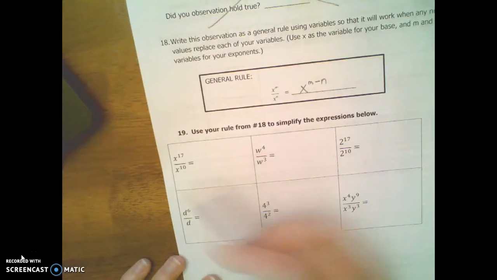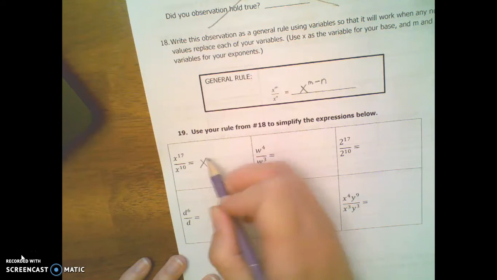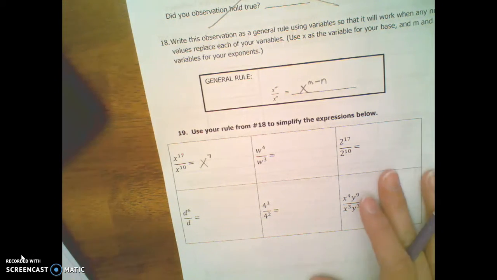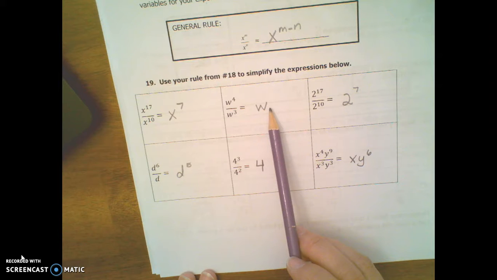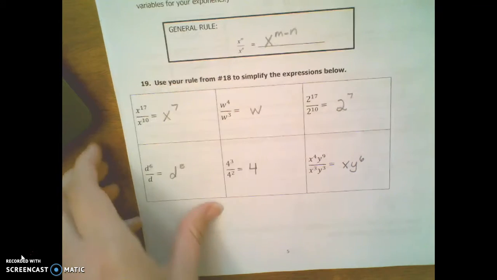So let's do the first one together. On this one we have x, and we're going to take 17 minus 10, and we get 7, so it's x to the 7th. Okay, go ahead and try the rest of those on your own. Pause it while you do that, and then come back to take a look at the answers. Okay, our answers look like this, and on this one, if you had w to the 1st, that's fine. W to the 1st and w are the same thing. Same thing here, 4 to the 1st and 4 are the same thing.